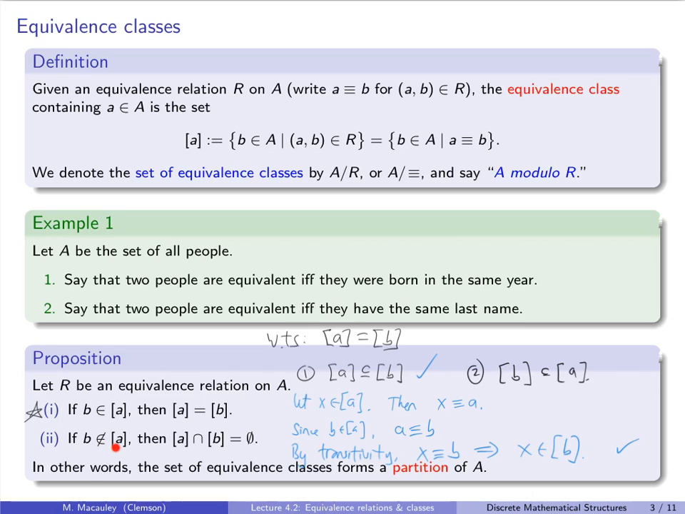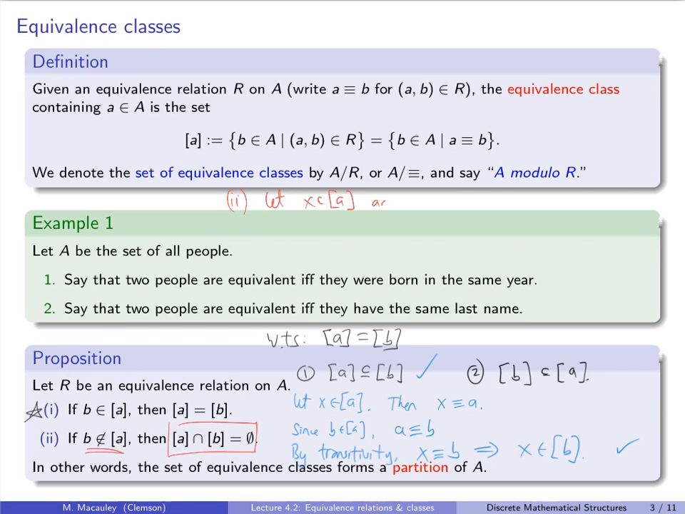If B is not in the equivalence class containing A, then the two equivalence classes are disjoint. And I'll say a hint about that. I think, once again, it's hard to prove that two sets have an empty intersection, so it's probably easier to do the contrapositive. So suppose that these two things are not disjoint, then show that this assumption fails.